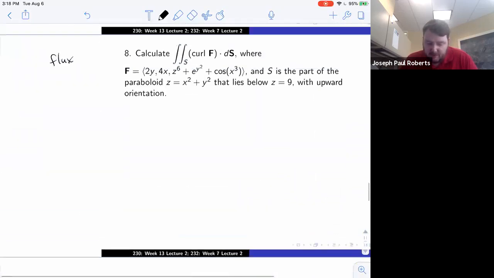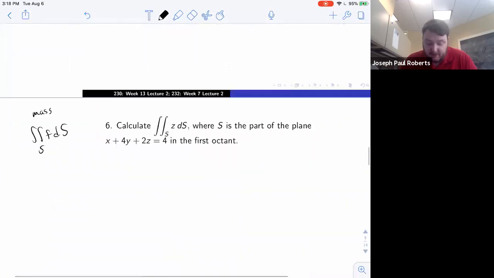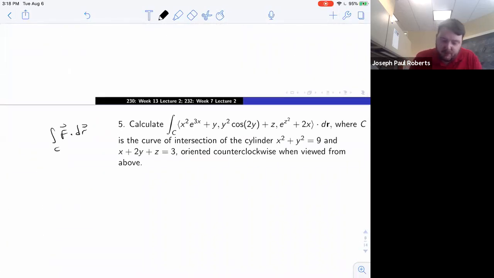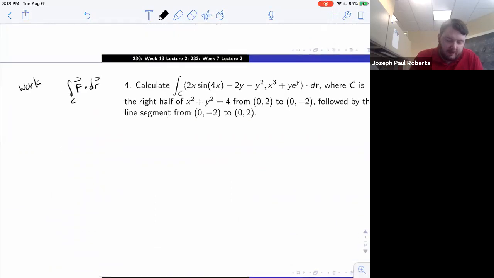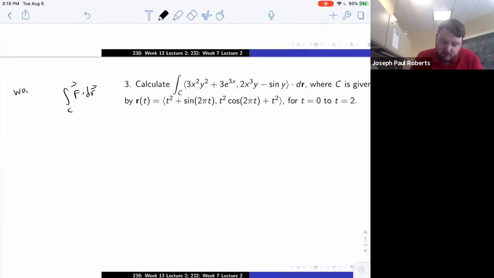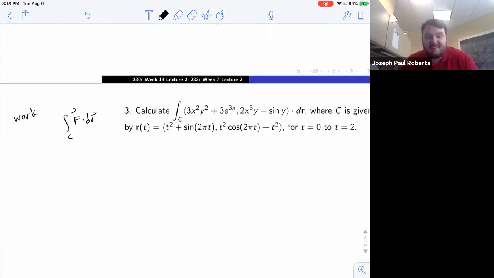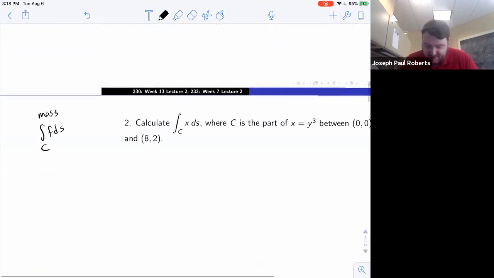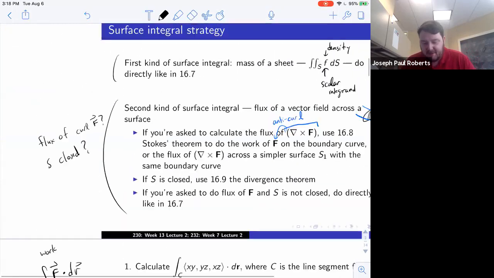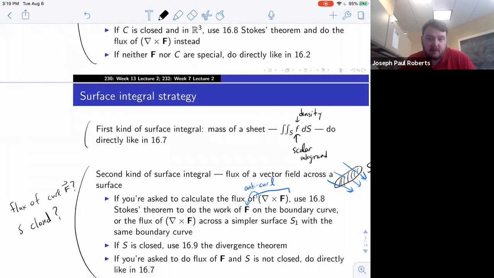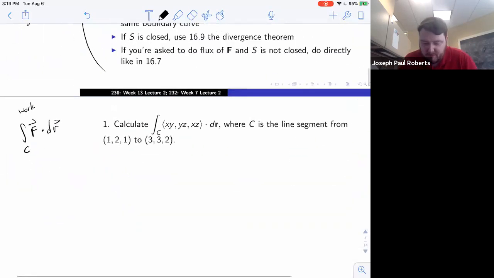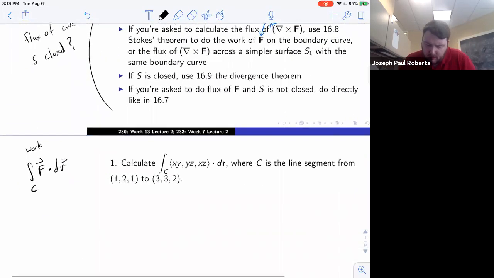So that's the very first thing you're going to want to do for any of these questions. I know it might sound silly and obvious, but I've seen people get confused. So that's the very first thing to identify: which of the 4 main types of things am I asking about? Because they're all completely different concepts. Mass of a wire, mass of a sheet, work done, flux. So first, figure out which one of those 4 things we're dealing with. Okay.